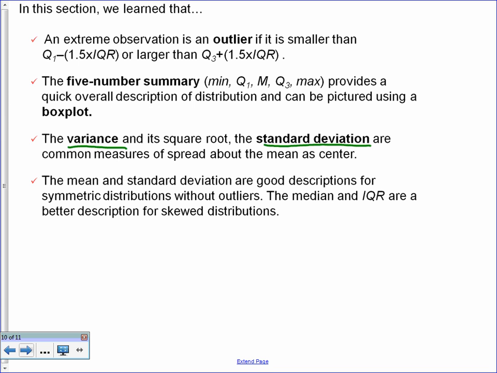So this last point here is, if you have a skewed distribution, you want to use median and IQR. If it's an approximately symmetrical distribution, then you want to use mean and standard deviation. And we're going to do a lot tomorrow in class exploring those, and why you use one over the other, and what happens to data.